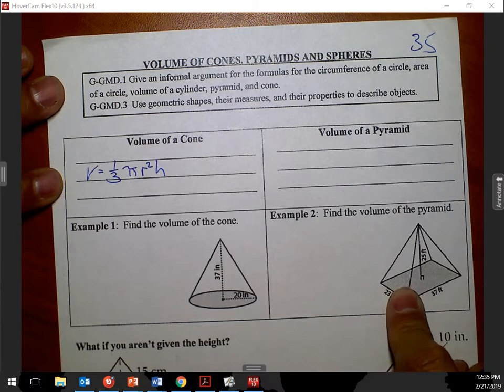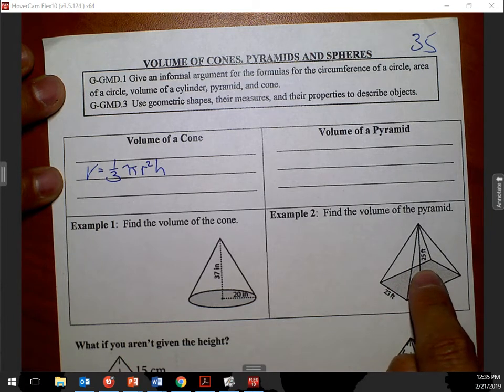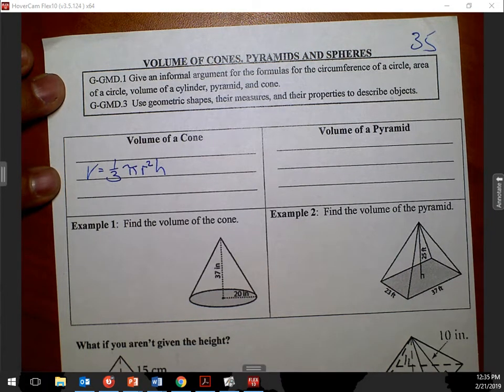Now, this thing right here is a pyramid with a rectangular base. Here, I got one right here. I don't want to throw it. I'm not having good luck this week at throwing stuff.